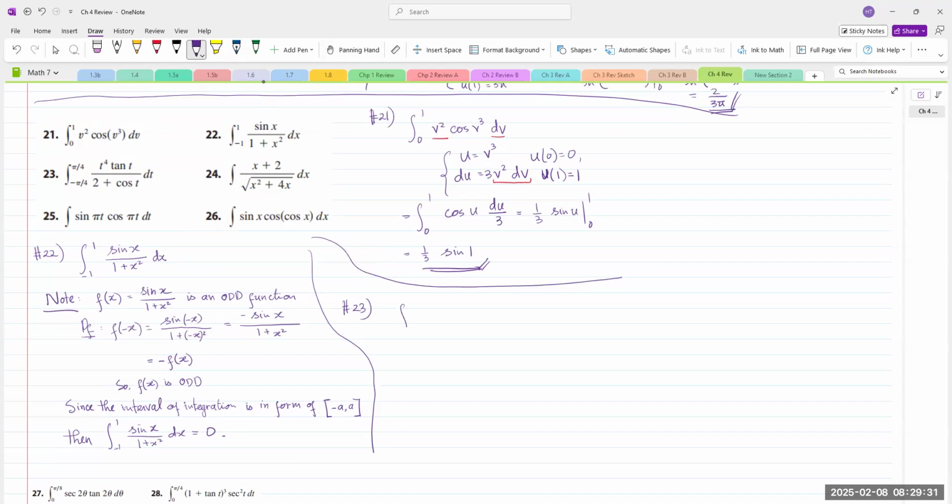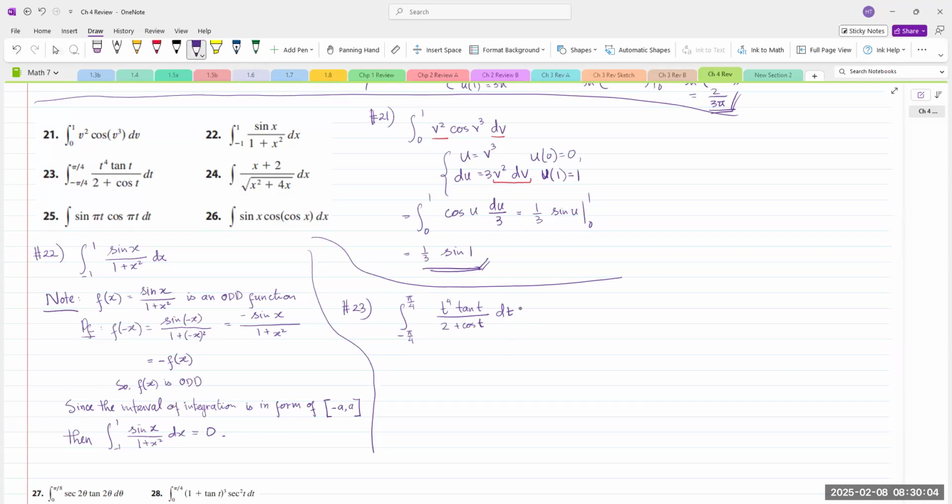Number 23, integral from -pi/4 to pi/4 of t to the fourth tangent t over 2 plus cosine t dt. This is too hard to integrate, I don't think so. But because the interval of integration is symmetric about zero, let's suspect that this is odd, since I think it's doable if it is odd, right?